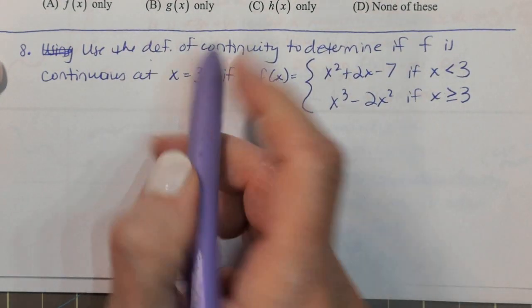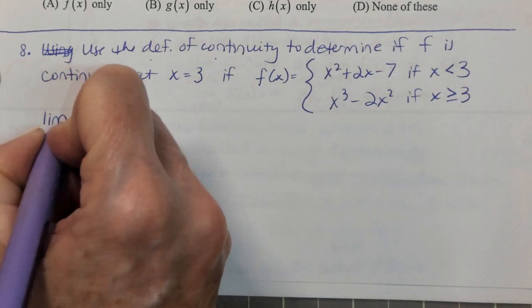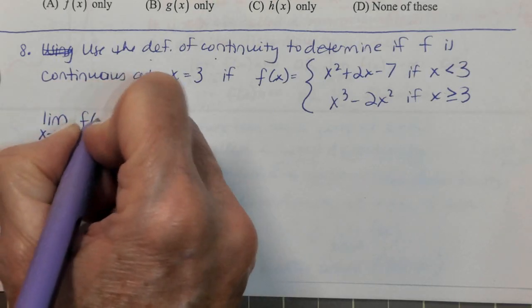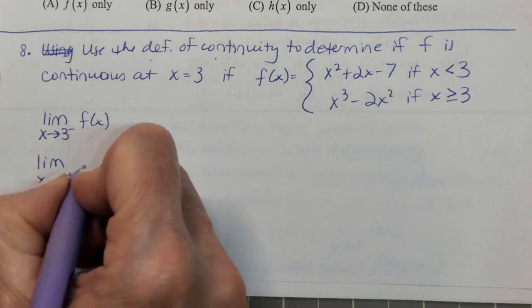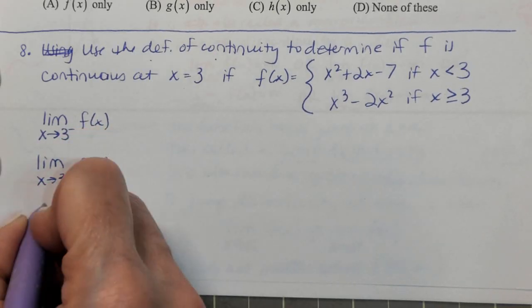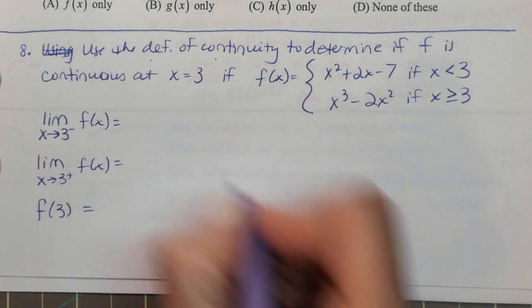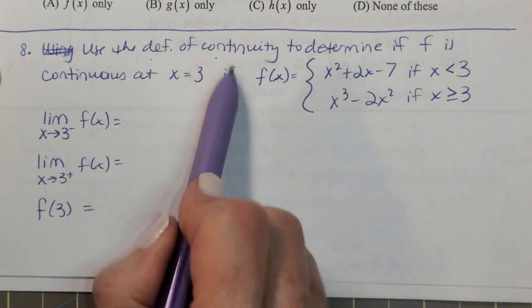Definition of continuity, 3 pieces. You must show the limit as x approaches 3 from the left of f of x, the limit as x approaches 3 from the right of f of x, and f of 3. You must show all 3 of these, because that is the definition of continuity.